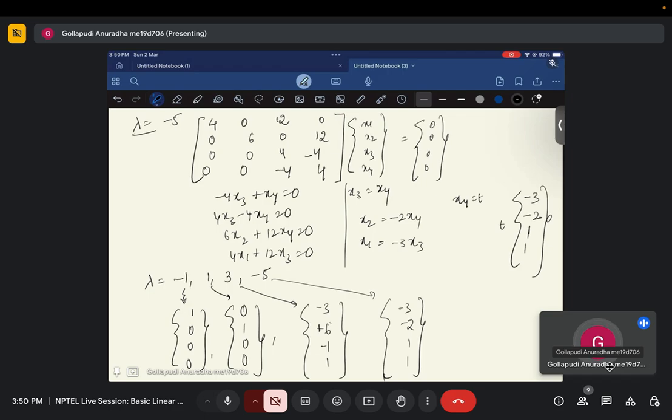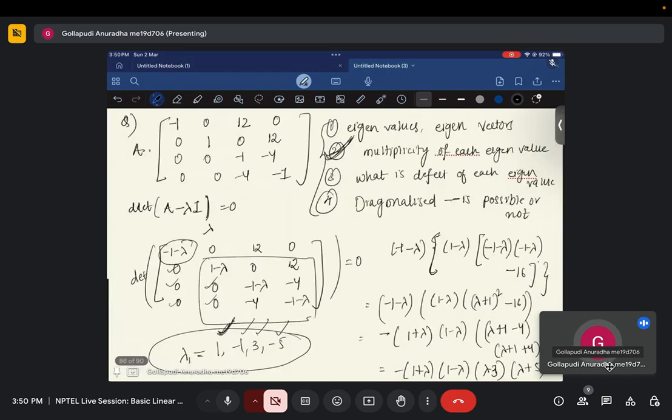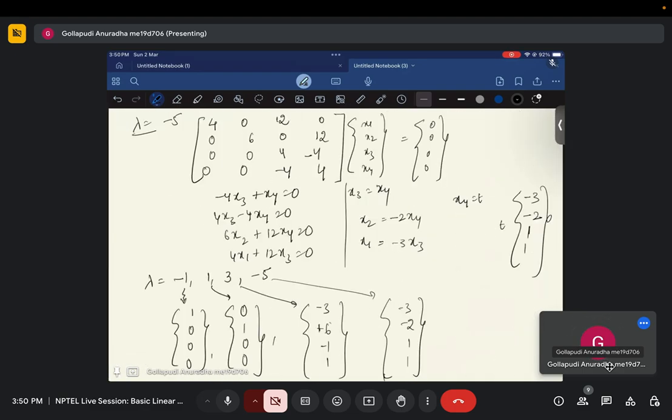Okay, so we saw that the question is to find the multiplicity, that is going to be 1 for each. So this is solved and this is solved. Now, what is the defect of each eigenvalue? Let's find the defect of each eigenvalue. So what is defect? Defect means algebraic multiplicity minus geometric multiplicity, right?